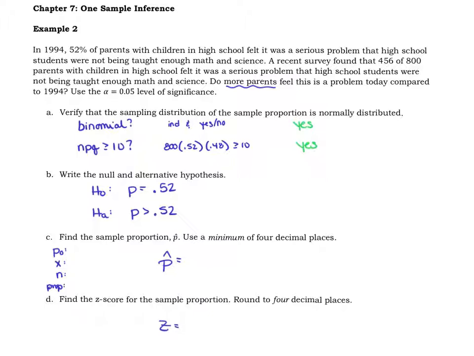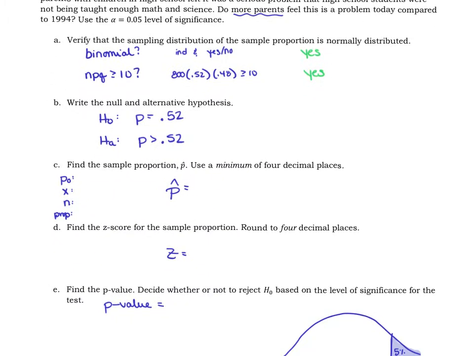So again, putting this information into your one proportion z-test in your calculator, your p sub 0 is the same as your null hypothesis value, so 0.52. N is our 456 parents out of N, the 800 who thought it was a serious problem. And we want to test the greater than p sub 0 because, again, our alternative hypothesis is that the percentage has grown. Okay, putting that into your calculator and getting out the results, p hat ends up being, it says minimum of 4 decimal places.